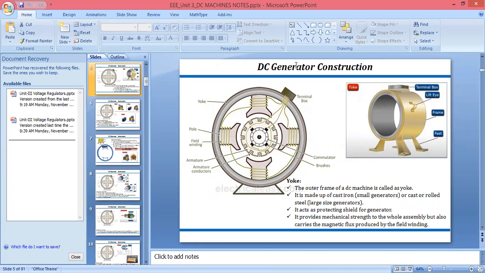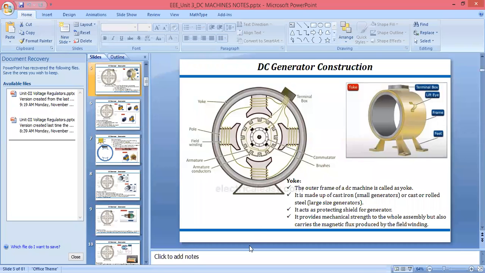Then what we are saying, there is a stationary part. Stationary means what? The stator or the stationary part of the DC machine will consist of the part which will not rotate, which will remain constant, which will remain stationary at the working of DC motor and the DC generator.